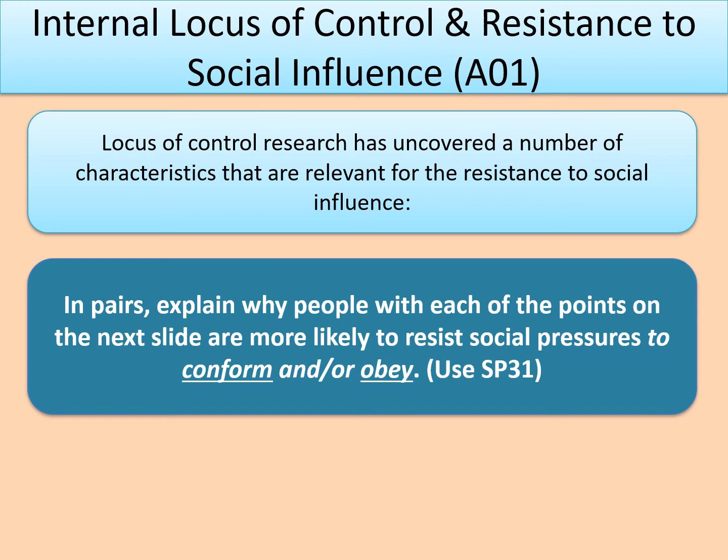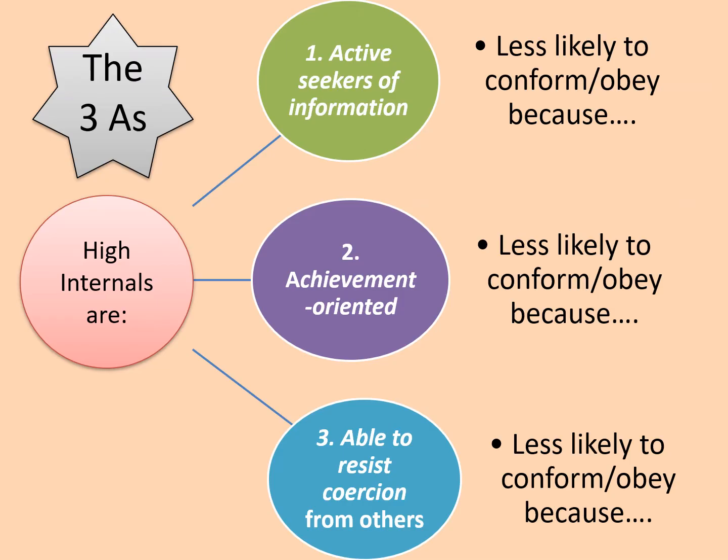So if you have a look on MS Teams and look for handout SP31, what I want you to do, either by yourself or chat to someone else on MS Teams or ring them up, is explain why each of the points on these characteristics mean you're likely to resist social pressure. So this is what the handout looks like. It's called the 3 A's. People who are high internals have characteristics called the 3 A's. They are active seekers of information, they are achievement orientated, and they are able to resist coercion from others.